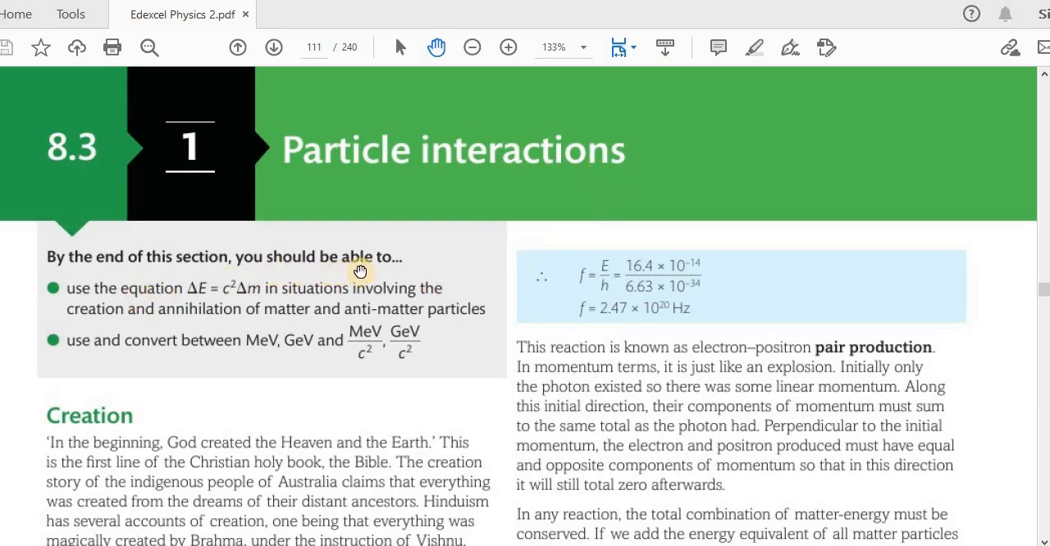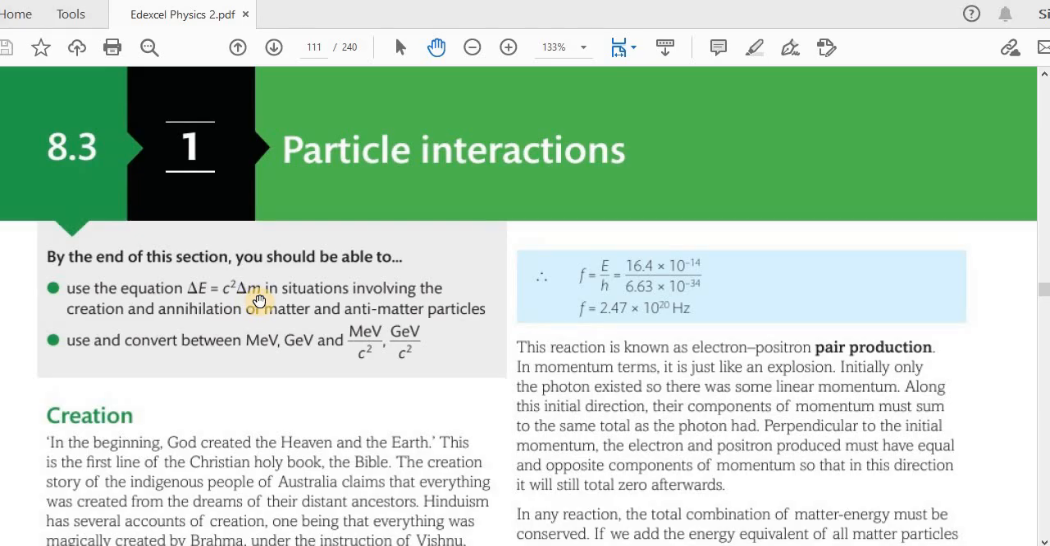By the end of this section, you should be able to use the equation E equals mc squared. Now again, you would have seen this equation, but here delta E, the change in energy, is equal to c squared. That is the speed of light. Like I said, you would have seen this letter c. We used it in v equals f lambda, where we changed v to c. c equals f lambda, where c was the speed of light in vacuum.